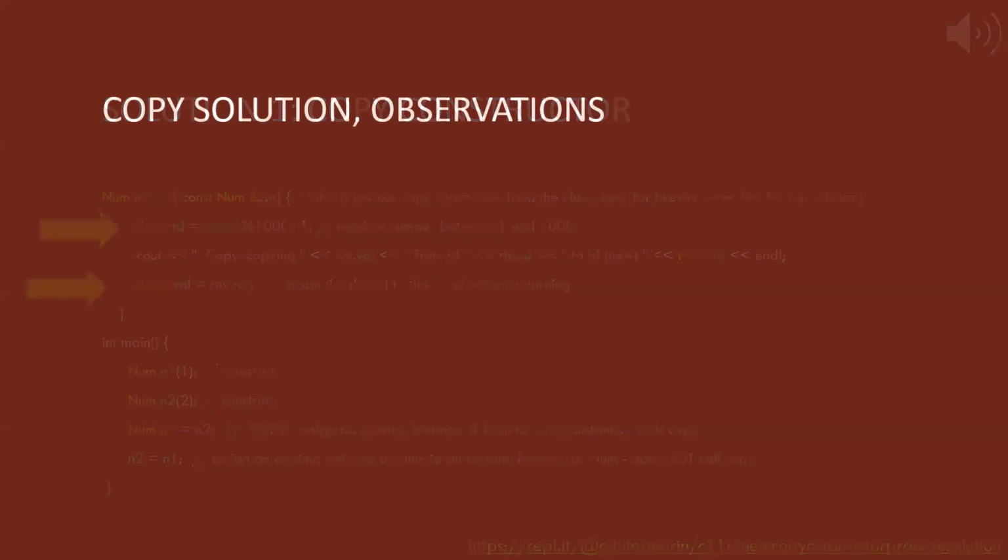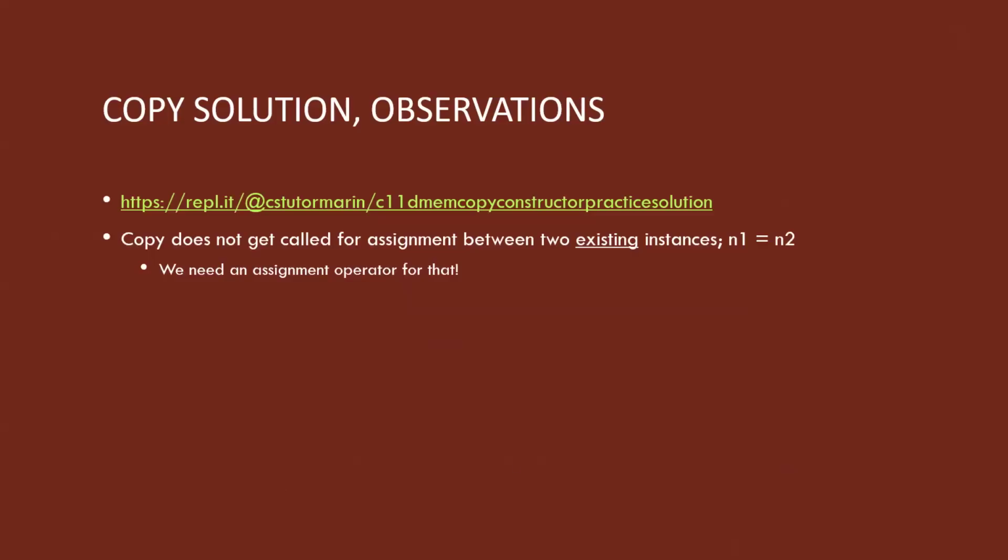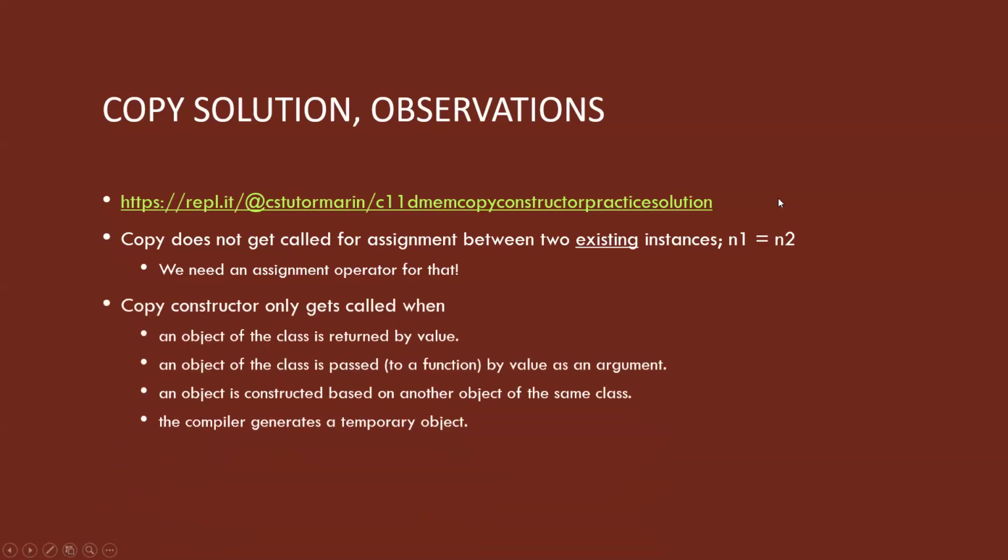And that's a really good thing, because that's going to come up a lot of times out in the real world. It's not going to be called for n1 equals n2, but if I'm constructing a brand new n1, then we'll actually get that thing called. And it is also going to get called in these situations. This is a little bit of advanced stuff, but anytime you return an instance of a class, it's going to make a copy of it to return it. Anytime you pass it to a function without a reference, it's going to make a copy. And there are lots of other times when temporary copies get created.